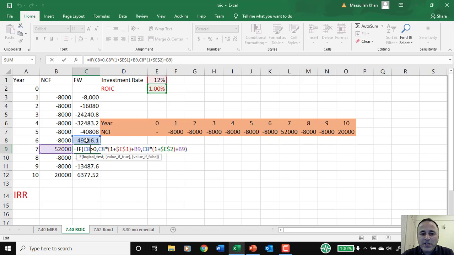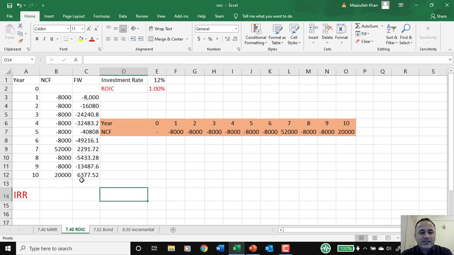So if my previous cash flow is more than 0, multiply it with the investment rate. Use the investment rate in compounding. But if it is otherwise, which means that if it is less than that, then use the ROIC, which is E2. It is straightforward.